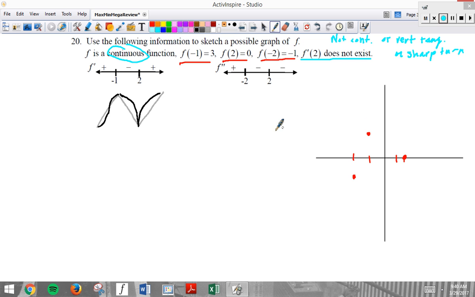And now we're just going to play the game where we hit all these points. Concave up, inflection, concave down, concave down. Okay. Ta-da. And again, they're pretty forgiving on the inflections. It just has to look about right.